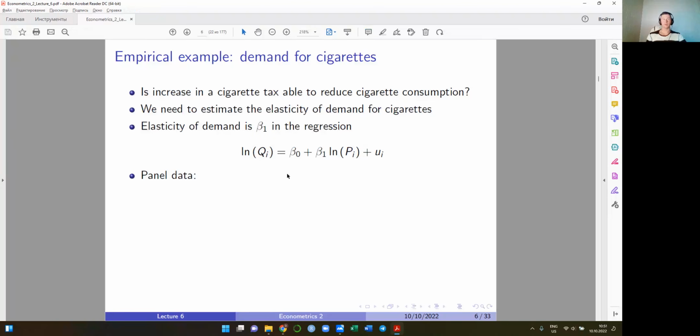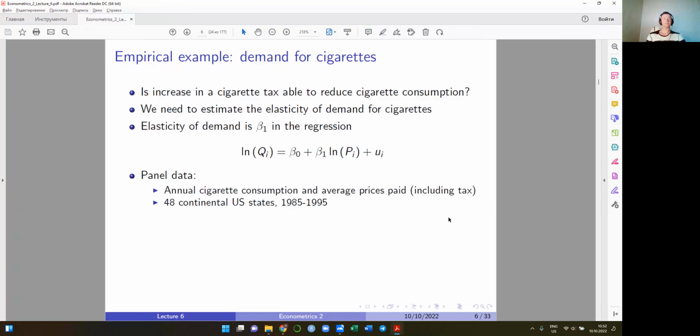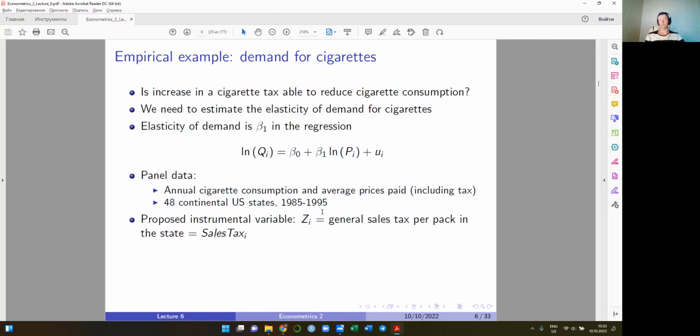And you had the exercise session that mathematically showed that this is going to produce incorrect results. So in order to estimate this, we have panel data. We have an annual cigarette consumption in packages of cigarettes, as I remember correctly, and average prices including taxes. The data is collected in the US over a 10-year period for 48 United States. And we propose an instrumental variable. Z is a general sales tax per pack in the state.